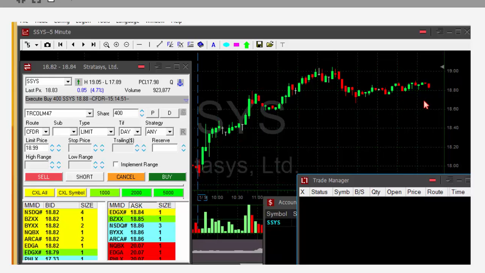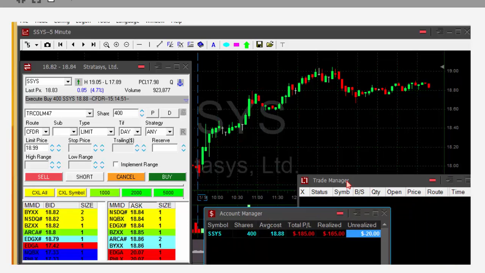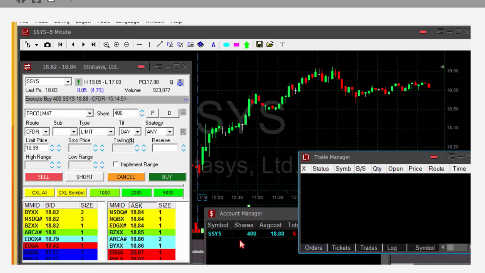Later we will learn that you really need to use a stop loss of 1-to-1 ratio minimum of your target. So let's say again, you try and sell over here and you want to have a stop loss over here. Okay, so I just put in the limit order right here, the price, which is 18.99. I own 400 shares of SSYS, and I'm just about to click the sell button. Here we go.